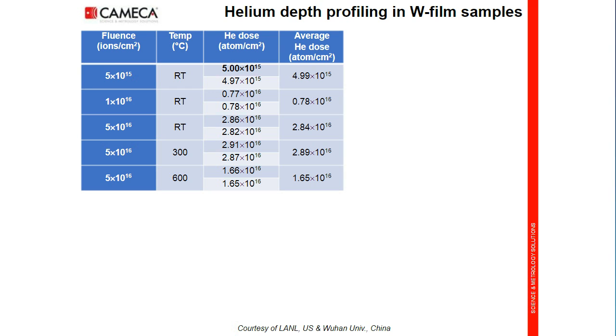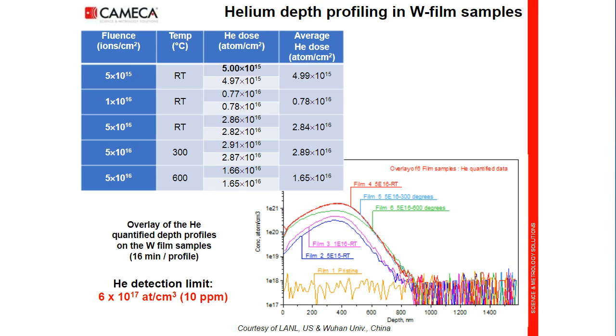The overlay of the depth profiles obtained on these samples, 1 run for each sample, is shown in this figure. Results obtained in the pristine tungsten sample showed that a detection limit around 6E17 atoms per cubic centimeter could be obtained, which corresponds to 10 ppm atomic density.